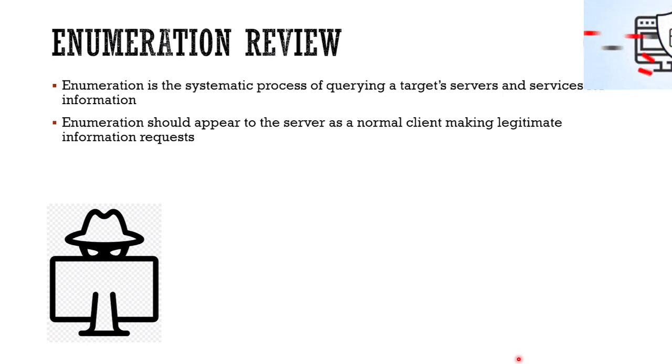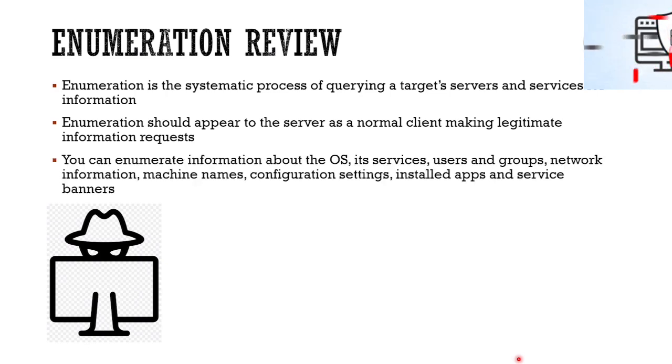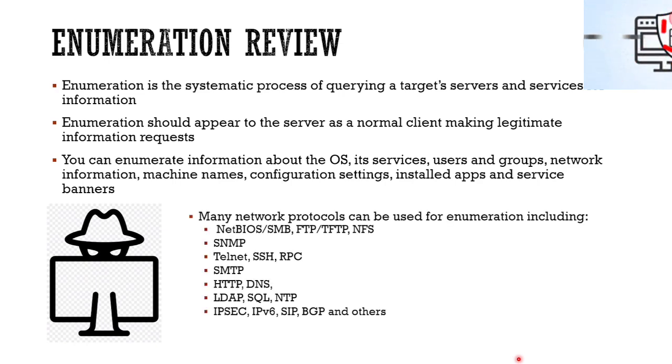But you can get all kinds of info: operating systems, services, groups, users, network info, machine names, configurations, installed apps, service banners. And there are many protocols, and we've checked some of them in much greater detail, that we can use to enumerate information. So we can use the file transfer protocols, SNMP, the remote access protocols, SMTP, DNS. We can use the web protocols, HTTP and LDAP and SQL and NTP and other things as well. So that is our look at enumeration. Now let's move on.